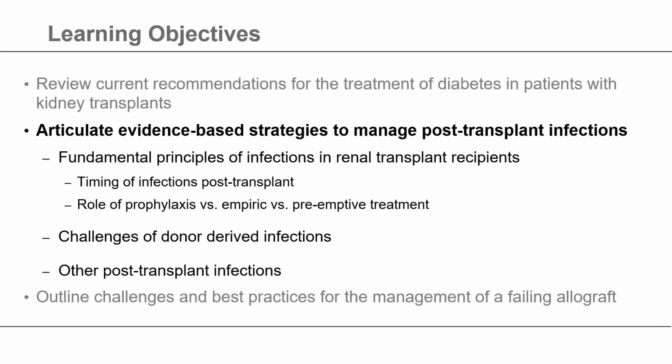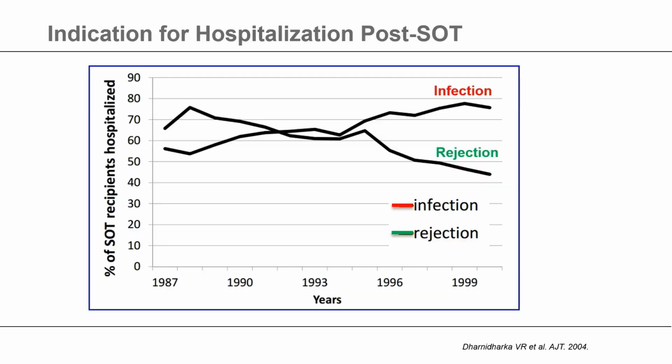And so we'll talk about the fundamental principles of infections in renal transplant recipients, what's the timing of infections post-transplant, the role of prophylaxis versus empiric versus preemptive treatment. We'll talk about donor-derived infections and what the implications of that would be, and then other post-transplant infections. We won't cover all of them, but I'll highlight a few.